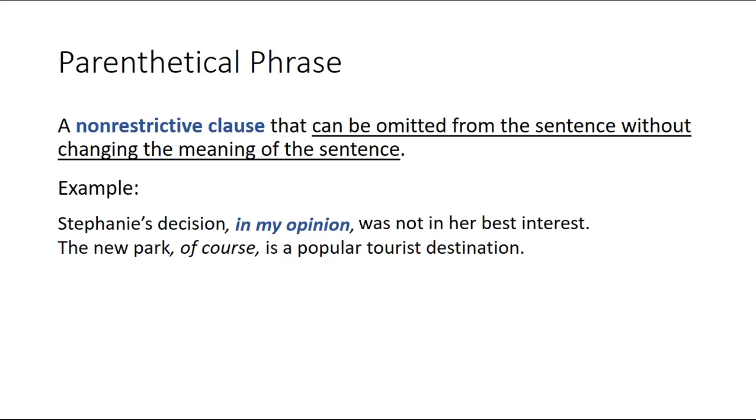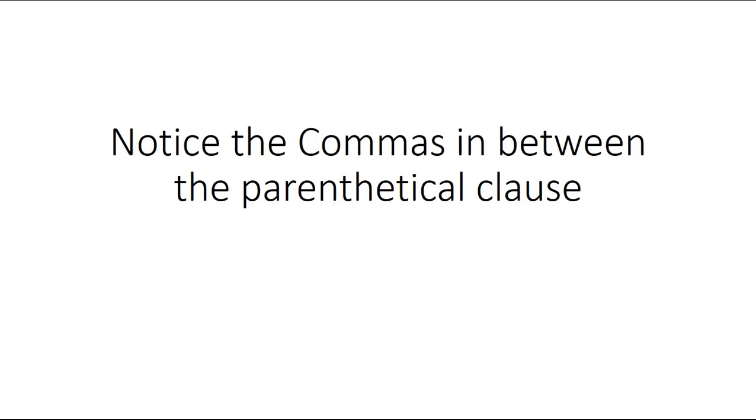Here's another example. The New York Park, of course, is a popular tourist destination. So what I did here is I found the subject, which is right here, the new park, and I found the object, or part of the predicate here, and I'll just say predicate. Once I did that, I then tried to link these together without that bit in the middle. The new park is a popular tourist destination. If I can do that correctly, I know this part right here, of course, separated by two commas, is a parenthetical reference. Notice the commas in between.